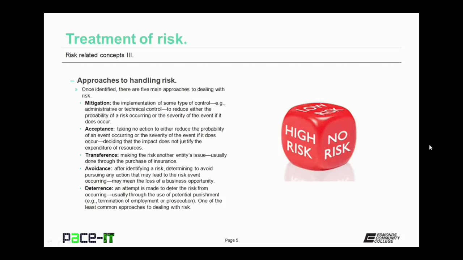And then we have avoidance. This is where, after identifying a risk, it's determining to avoid pursuing any action that may lead to the risk event occurring. While risk can be avoided, this may mean the loss of a business opportunity. And finally, there's deterrence. An attempt is made to deter the risk from occurring, usually through the use of potential punishment, as in termination of employment or prosecution. Deterrence is one of the least common approaches to dealing with risk.